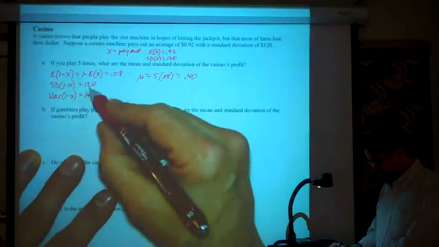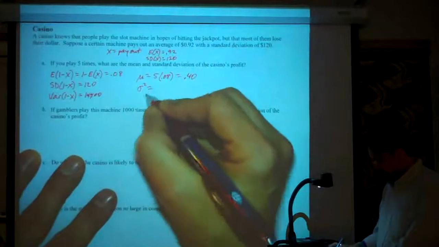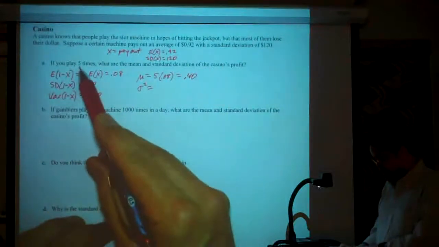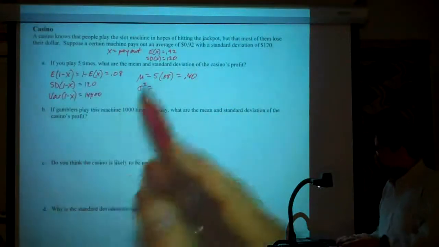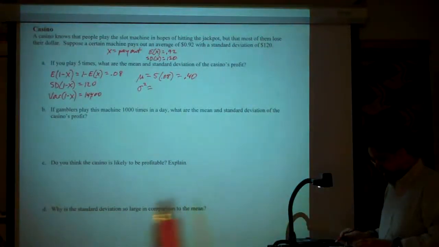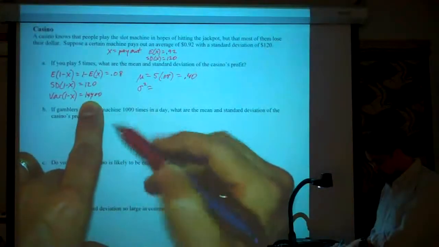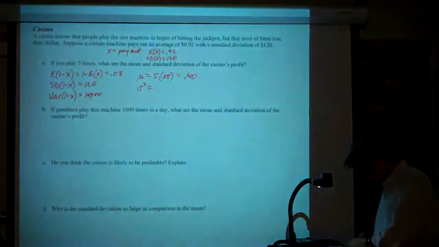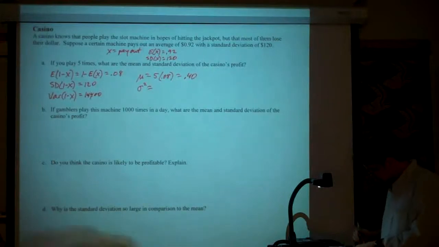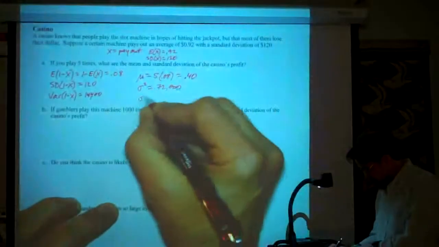In order to calculate the standard deviation, let's calculate the variance first. So the variance is going to be, remember what's happening here when we play 5 times, it's a random variable plus a random variable plus a random variable plus a random variable, and each of those random variables has exactly the same distribution. So what we're going to do is take this variance and add it up 5 times. So that gives us 14,400 times 5, which is 72,000.